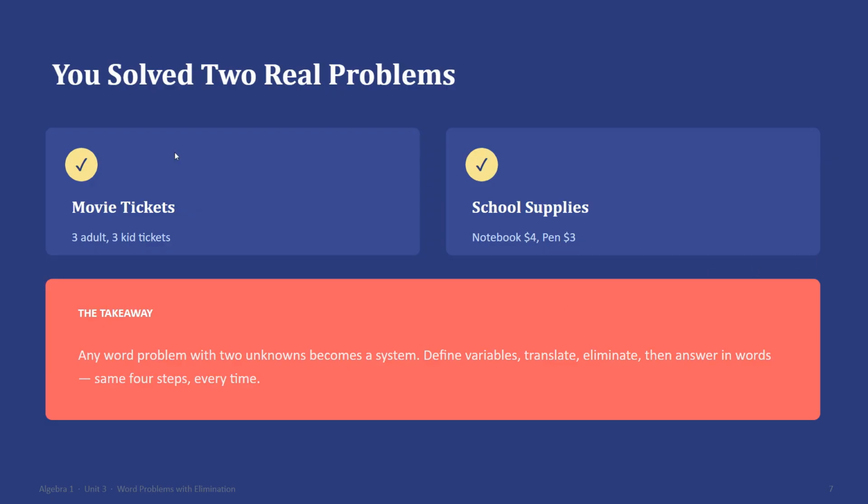You'll solve two real problems: movie tickets and school supplies. The takeaway: any word problem with two unknowns becomes a system. Define variables, translate, eliminate, then answer in words. Same 4 steps every time.